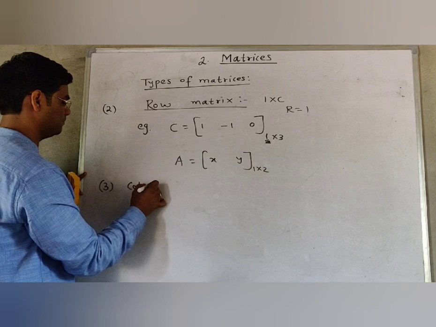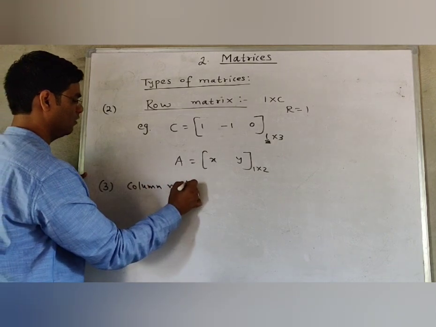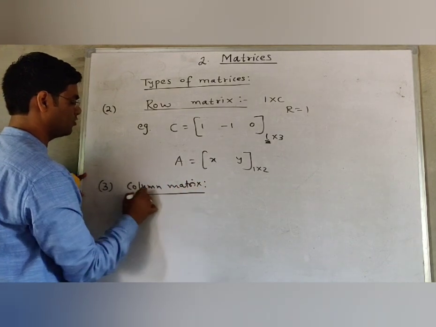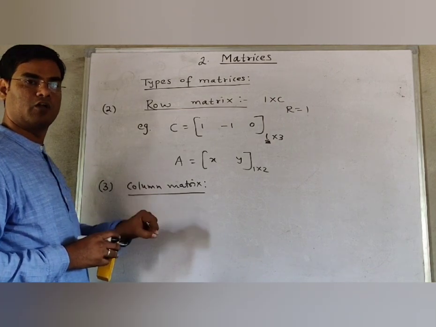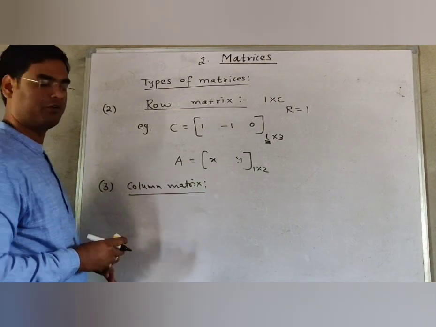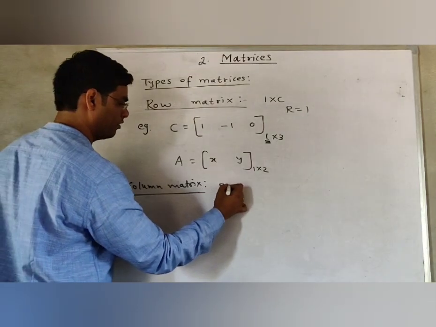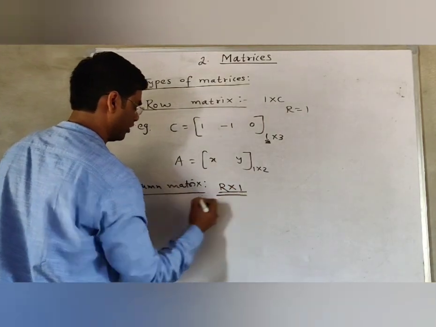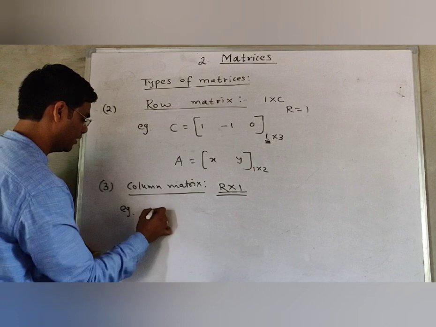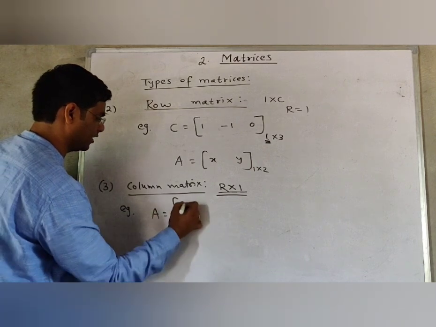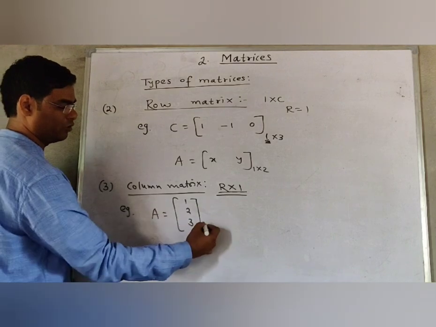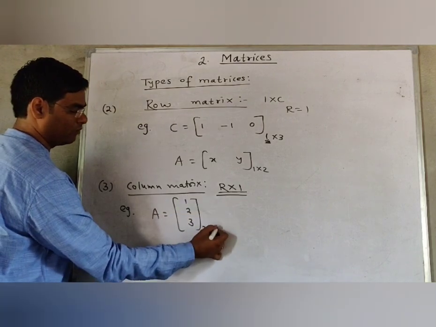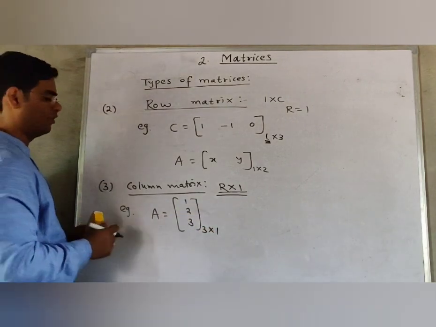The next type of matrix is the column matrix. The word itself indicates what a column matrix means: a matrix which consists of only a single column and any number of rows. For example, A is a matrix which contains the elements 1, 2, 3 and it consists of 3 rows and 1 column. Therefore this is an example of a column matrix.